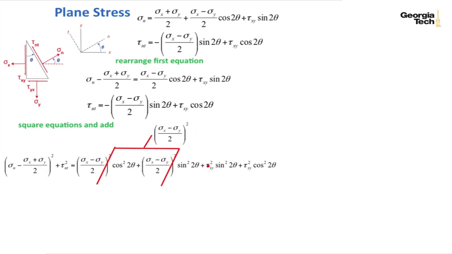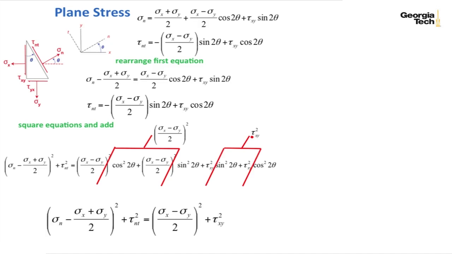I can do the same over here. Factor out tau sub xy squared times sine squared of 2 theta plus cosine squared of 2 theta. Again, sine squared plus cosine squared is 1. And so I end up with tau sub xy squared. And so this is the result I come up with.